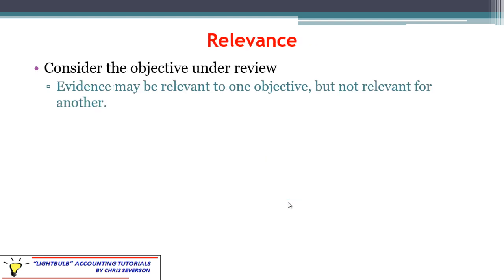Now, the thing with reliability, we have to consider what we're actually trying to review. What is the objective? Evidence that's relevant for one objective may not make any sense for another objective. It may have nothing to do with another objective. So relevance is definitely based on what we're trying to review. You have to pay close attention to that.